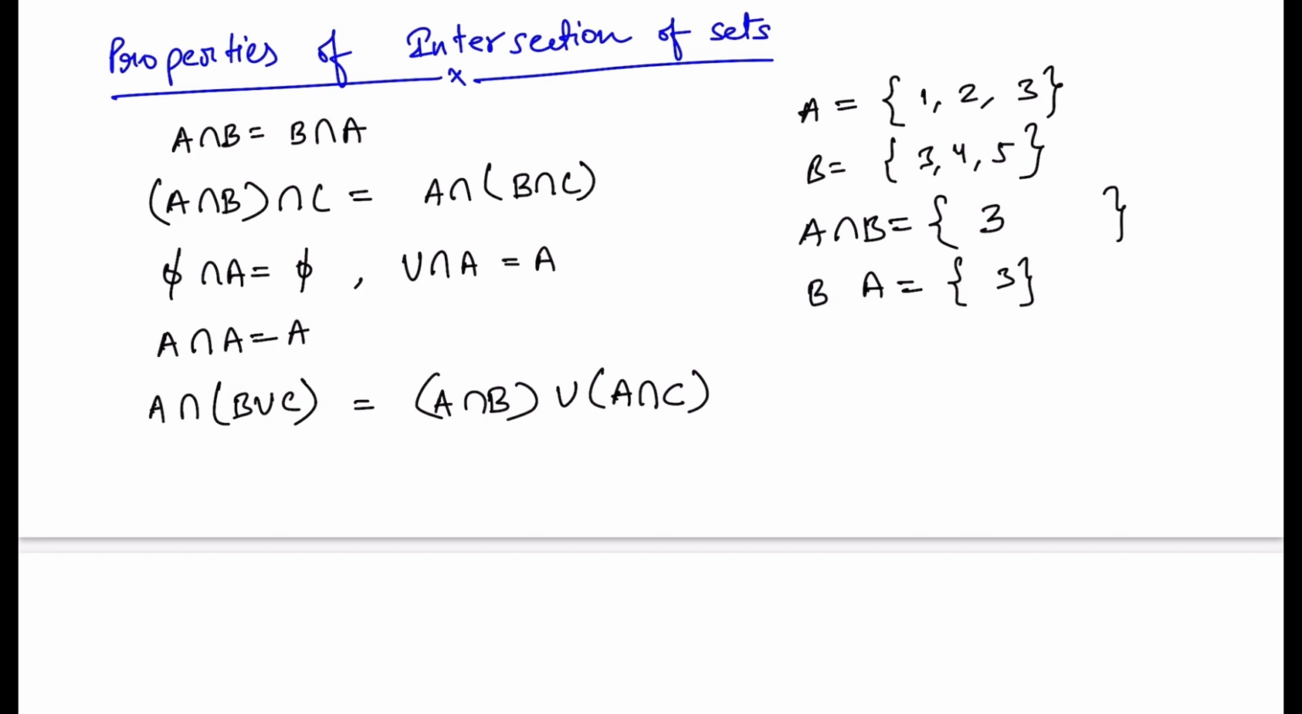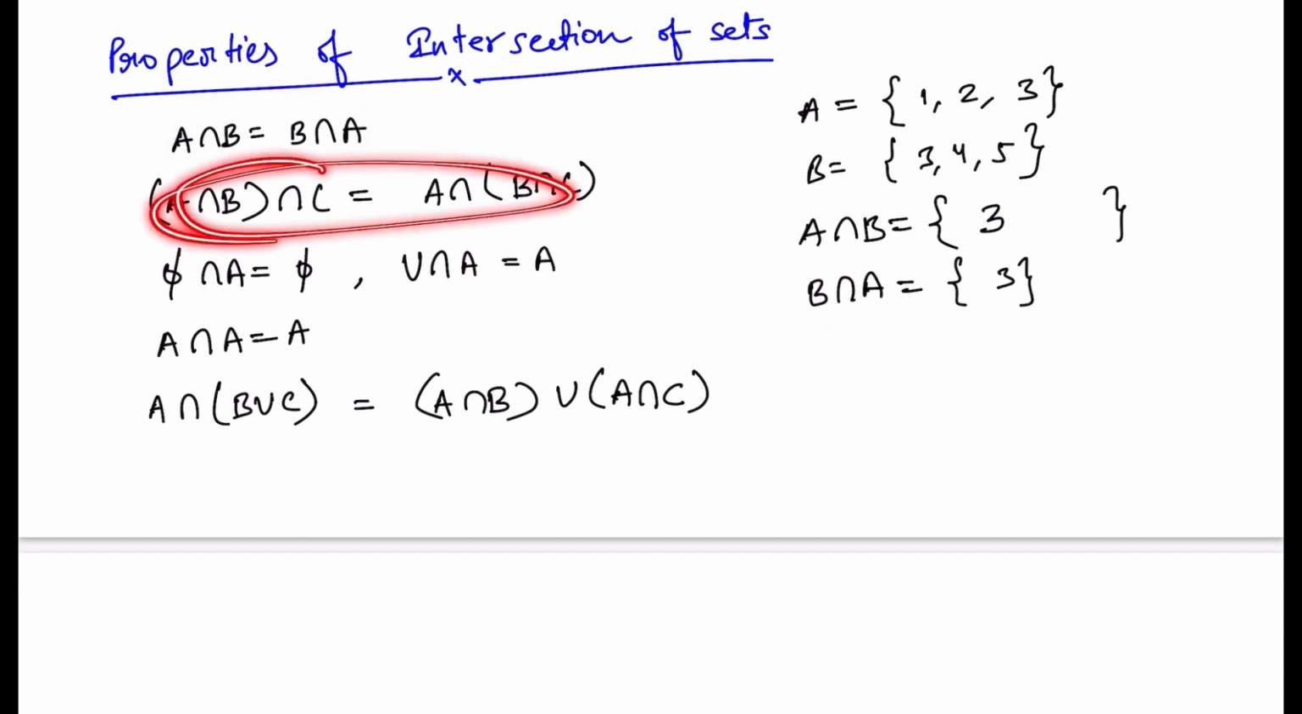In the set we will have element 3. So either you find A intersection B or B intersection A, the set will be the same. The set will have only the common elements of A and B. Therefore A intersection B and B intersection A are equal. That is the first law.